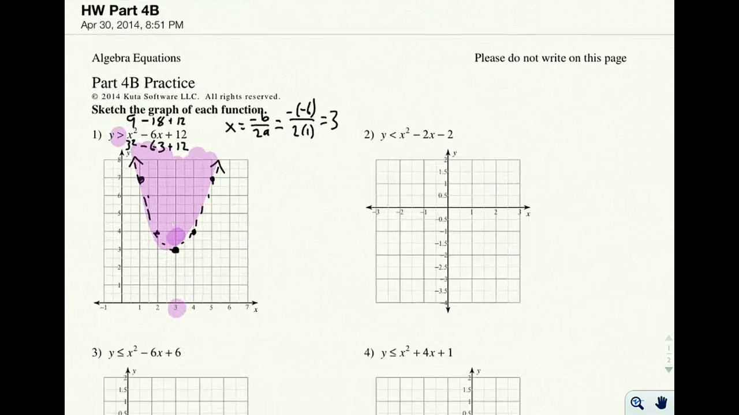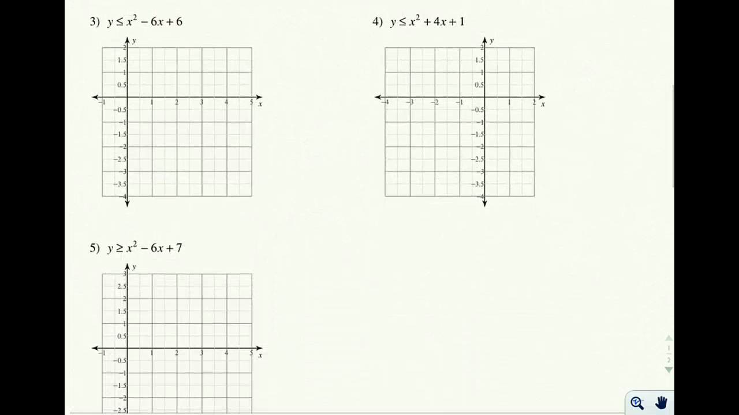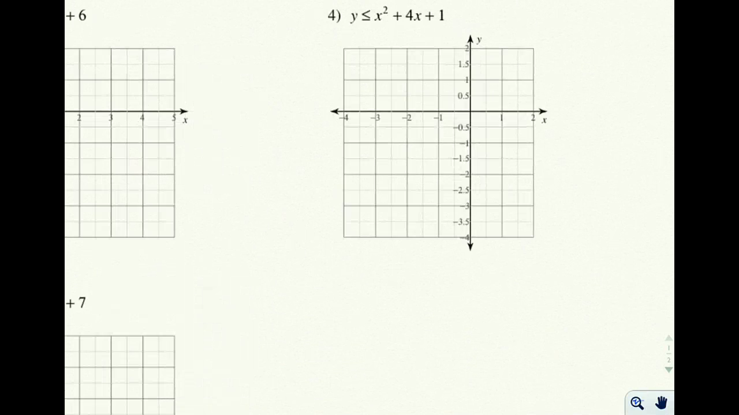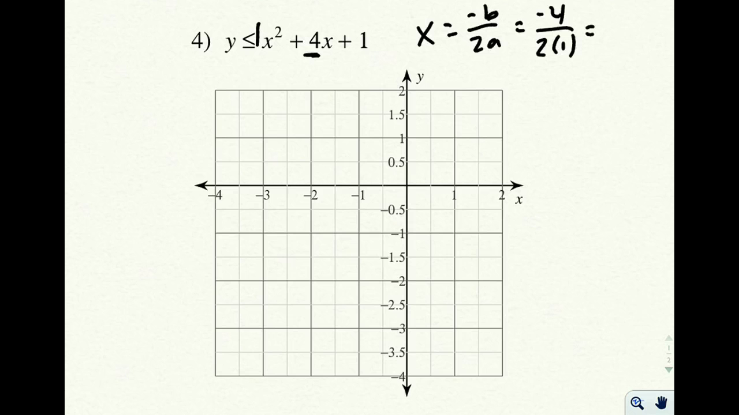So let's try one more. It's a little bit different here. If we had to pick one, let's try number 4. Number 4, we're going to start with x equals negative b over 2a, get that vertex right away. And in this case, negative b, well, b is 4, so negative 4 over 2a. And a is 1, so over 2 times 1, giving us negative 2. So negative 4 divided by 2, negative 2.